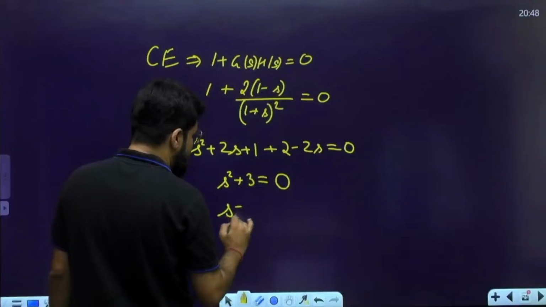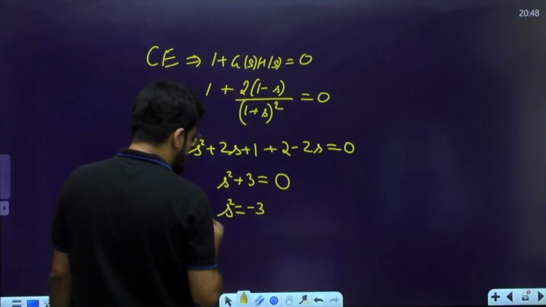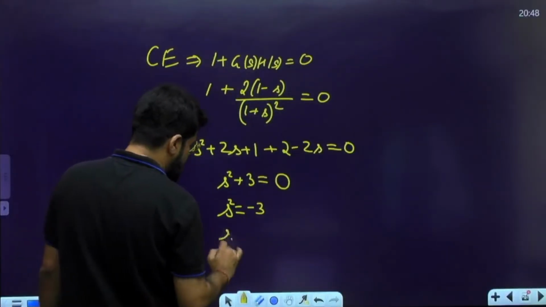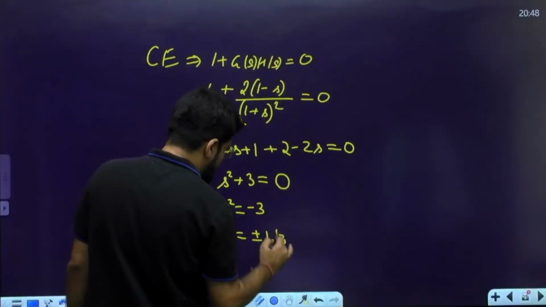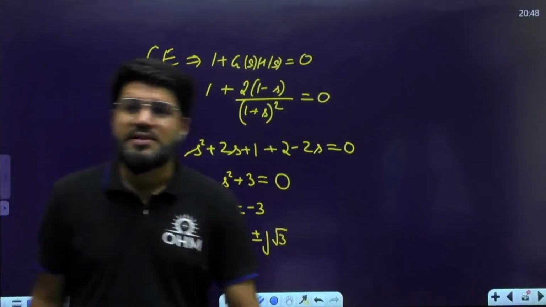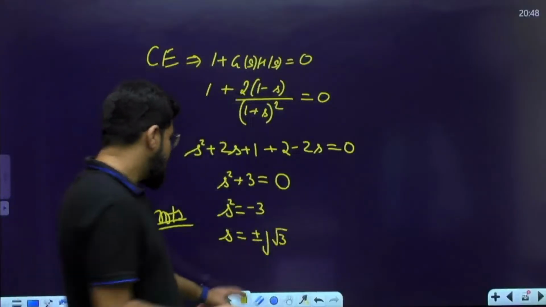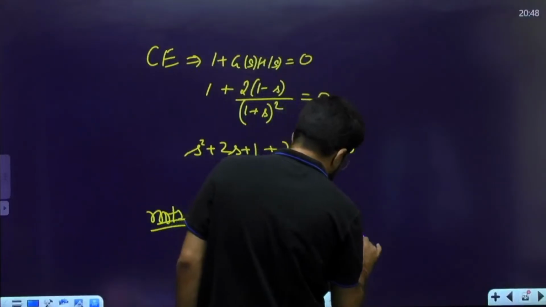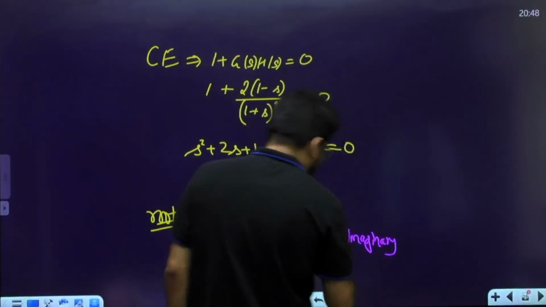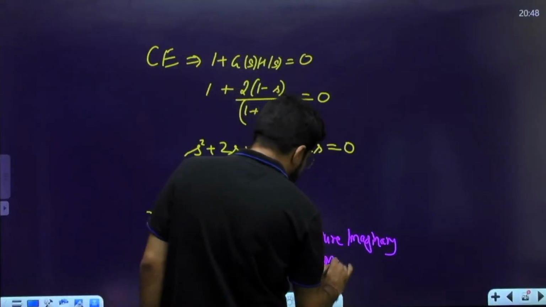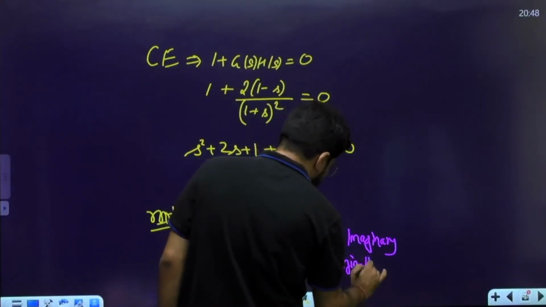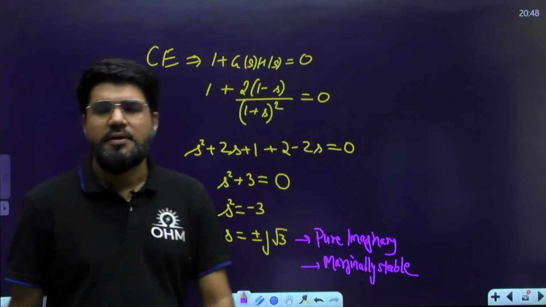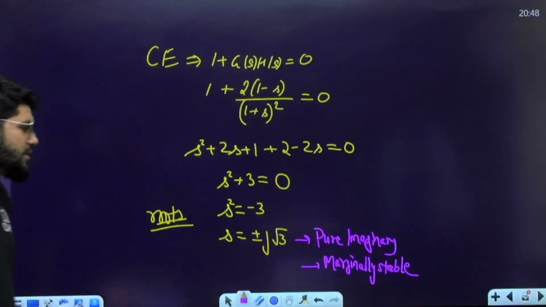What are the roots of the characteristic equation? s square is minus 3. If I want to calculate the roots of the characteristic equation, s is plus minus j root 3. Okay, the roots are pure imaginary, and that happens for the marginally stable case only. Whenever the roots of the system are a pure imaginary pair, you have an imaginary pair of roots and nothing on the RHP. The system is marginally stable, as found by the basic analysis also.